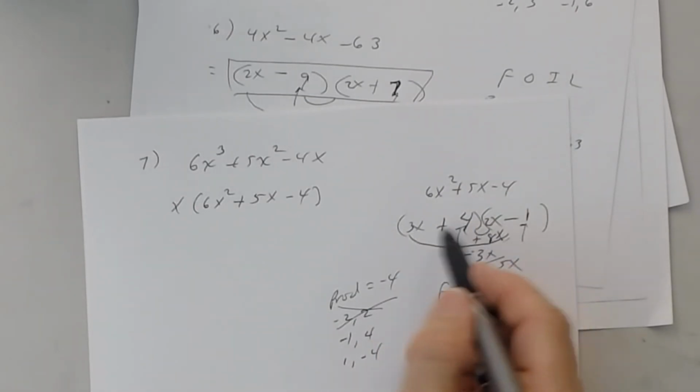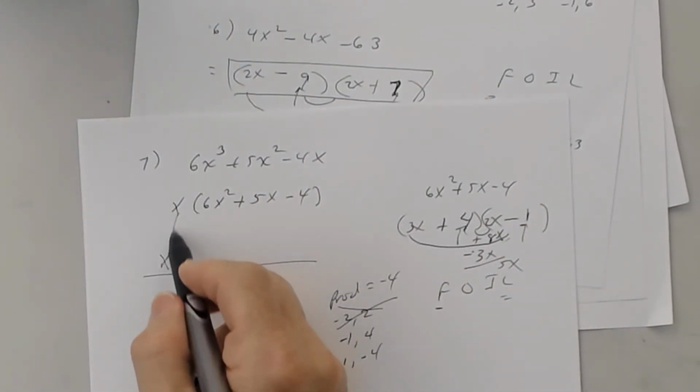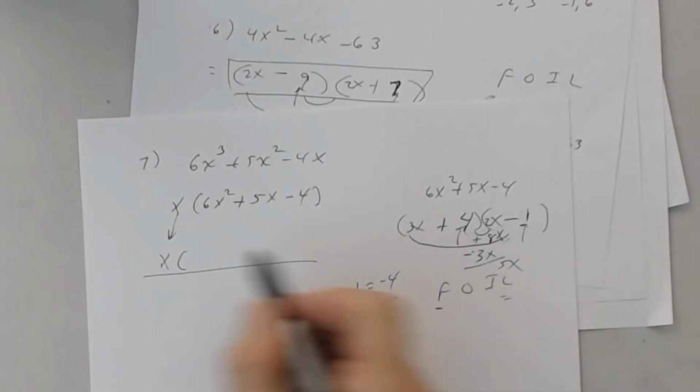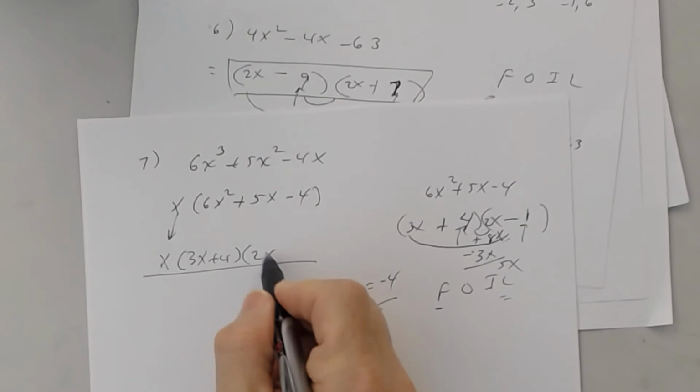But that's not the answer though. What is the answer? The GCF was x, so you have to say x times (3x plus 4) times (2x minus 1).